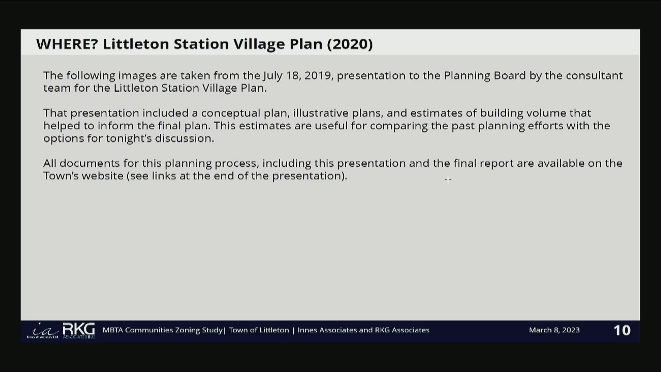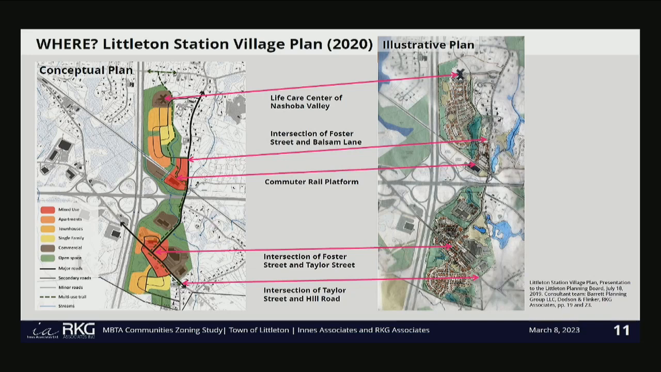So the presentation included, as it says up there, a conceptual plan, illustrative plans, and estimates of building volume, which I find very helpful because it allows us to compare what the town has already looked at with what we're thinking about now. And all of the documents for that planning process are online. I pulled them from the town's website, so again, anybody who wants to go backwards can see those. So this was the conceptual plan in 2020, that presentation of 2019, and then the plan itself was approved in 2020. I know it doesn't read as well up here, but obviously this will be online.